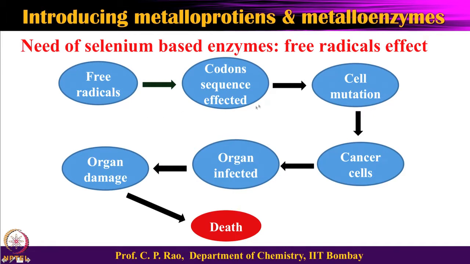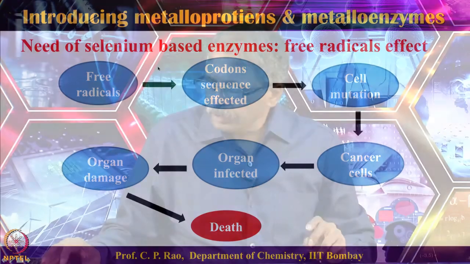The free radicals can act on codons, they can act on cell mutation, they can act on cancer cells, they can act on organs and infect them, they can damage the organs, it can even lead to the death of it. Free radicals are very dangerous, and therefore they have to be removed by a system, and in our systems the selenium-based enzymes take care of these.